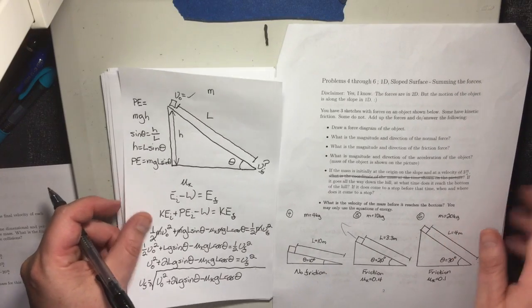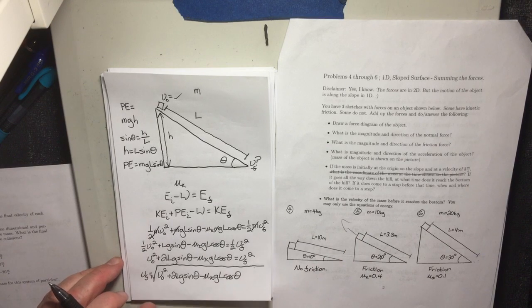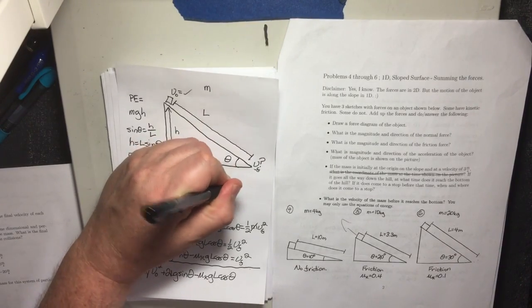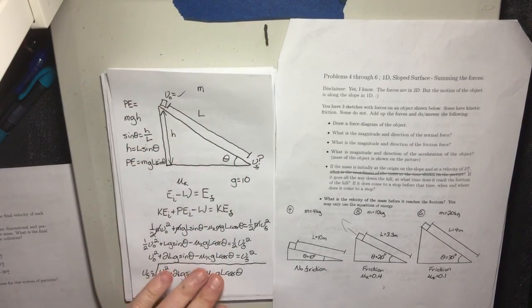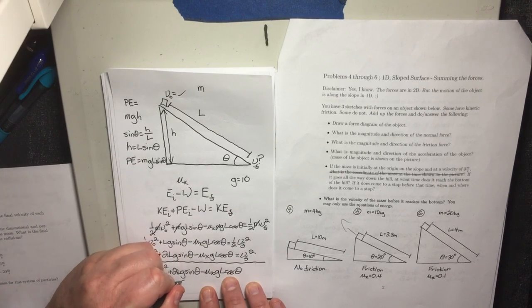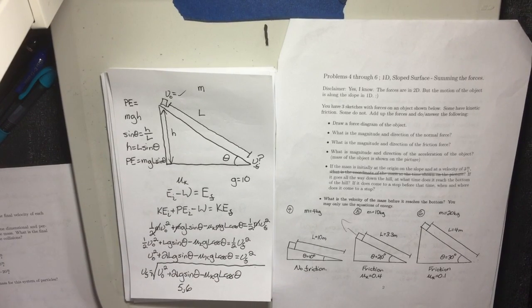And that's what we have. For each of these systems, the masses don't matter. Mu sub k is given, g you use 10. Theta is given, v naught is given, v naught is 3. L is given in each of these cases. So for number 5 and 6, that's the equation that you use.